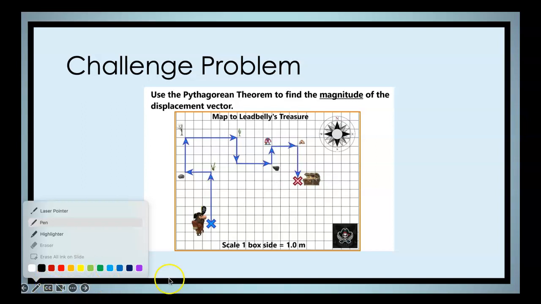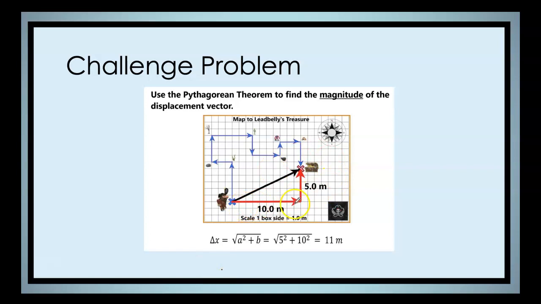Okay, hopefully you paused, and hopefully you got something along the lines of this. You could either have drawn your right triangle downwards, or you also could have gone up instead, gone up to the X and then gone across. Either way, you get the same thing. You get 5 on one side, 10 on the other. This technically should be 11.2 because we would round a little bit. But you should have gotten 11.2 meters as that final displacement.